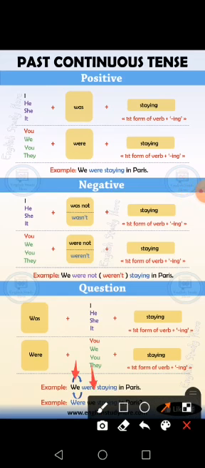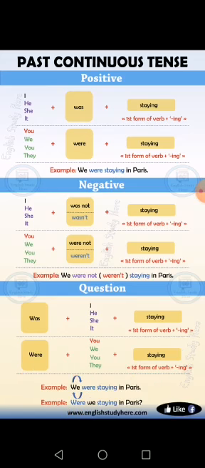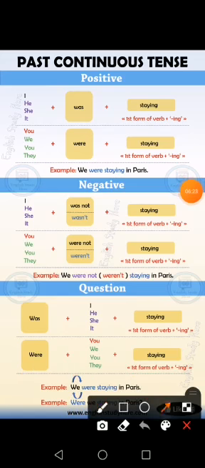We were staying in Paris. To make it a question: were we staying in Paris? Were we? We use were, then the subject, then ing and a question mark. Okay, can you see? So to make it a question, look, we use was or were at the beginning. If the subject is I, he, she, it, we use was. If the subject is we, you, they, or a plural noun, we use were, okay?